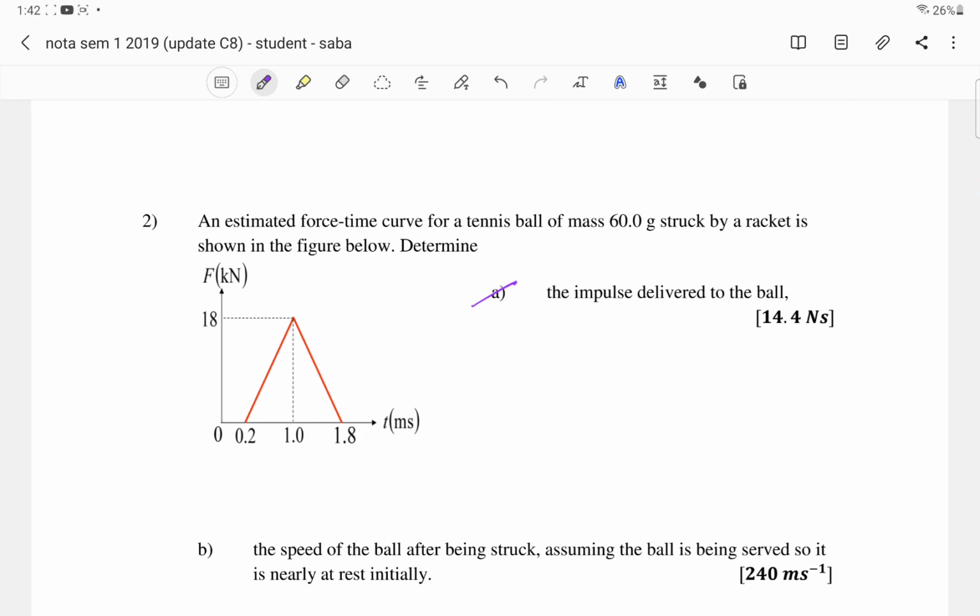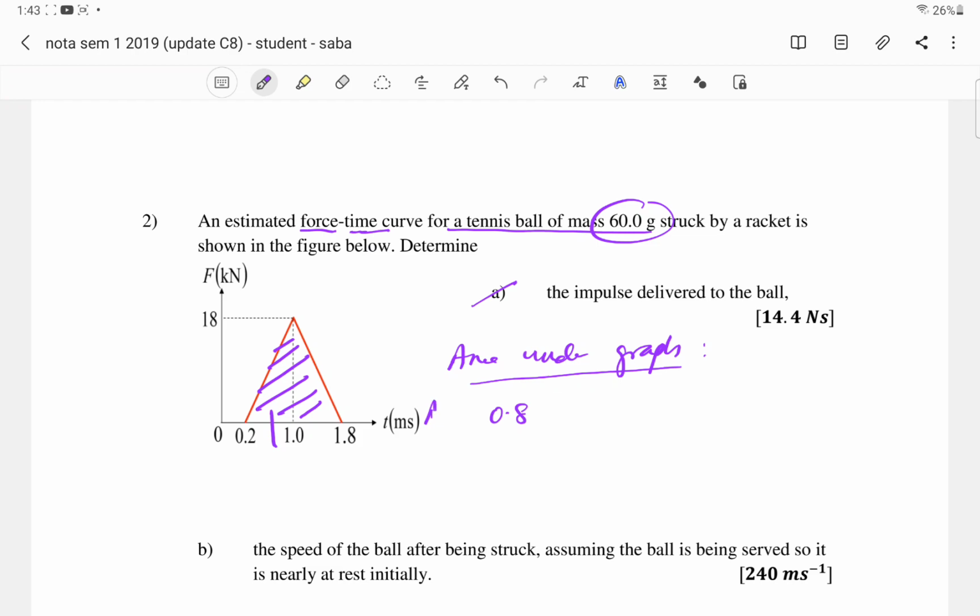Okay, so once again we look at the estimated force time curve for a tennis ball of 16 gram as shown in the figure. So we have an area under the graph again. Area under the graph is your impulse. So we calculate the area under the graph as usual. Here we calculated 0.8, 18 kilo, remember kilo newton. Don't forget the unit.